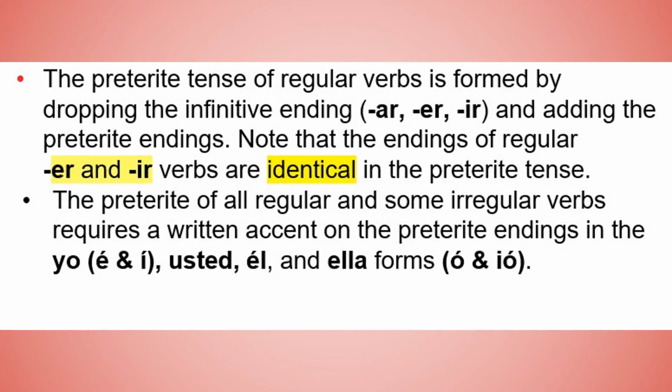The preterite tense of regular verbs is formed by dropping the infinitive ending, so the -ar, -er, or -ir, and adding the preterite endings. But note that the endings of regular -er and -ir verbs are identical in the preterite tense. So the preterite of all regular and some irregular verbs requires a written accent. For the yo, there's the tilde on top of the é and í. Usted, él and ella both have one on the ó.